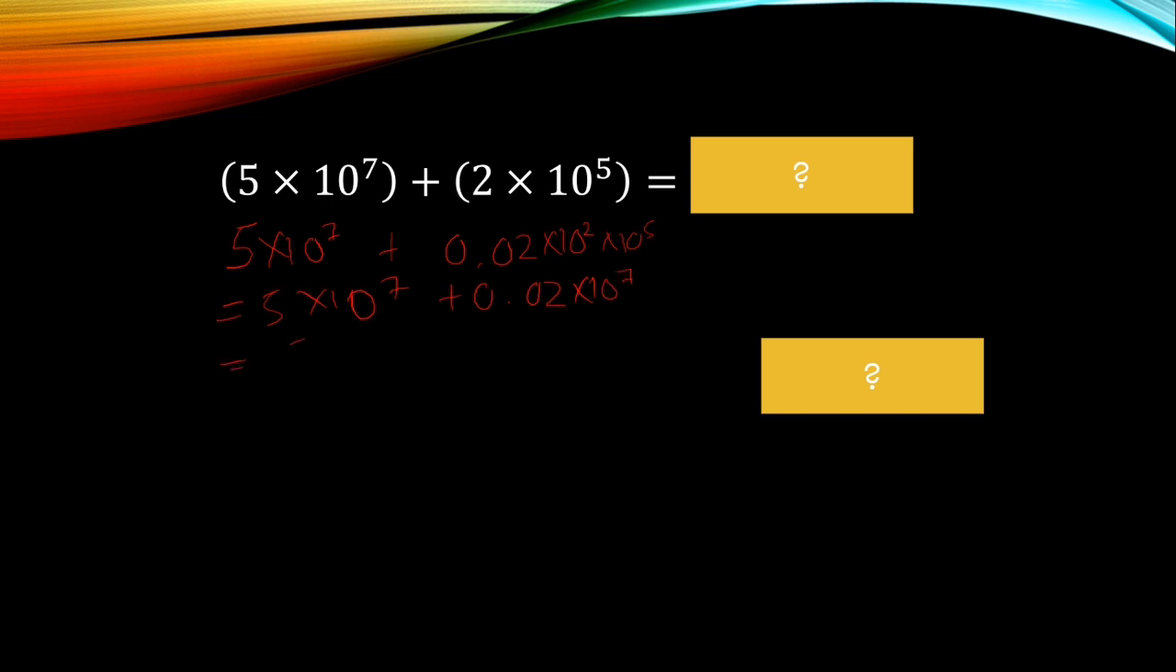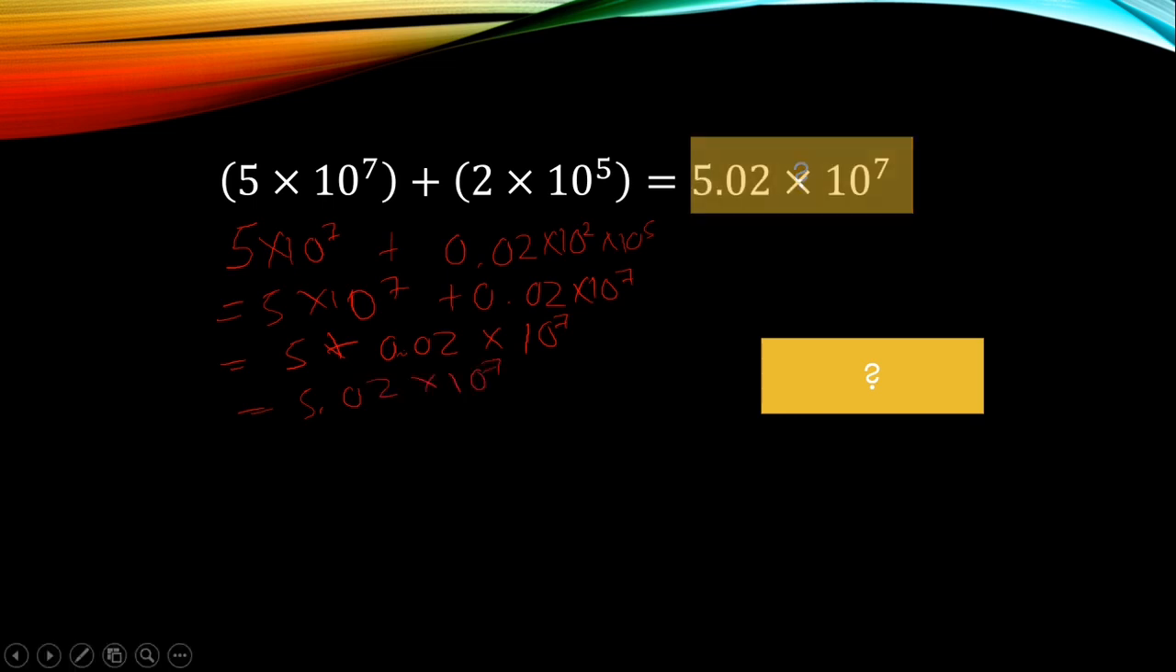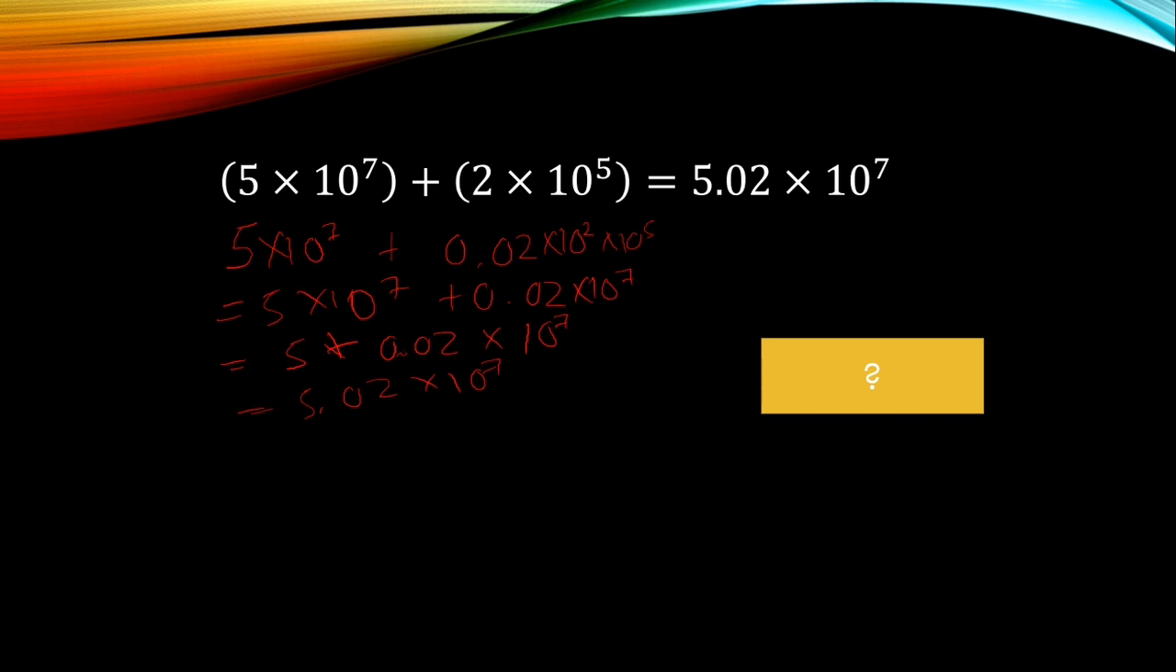5 plus 0.02 times 10 to the power 7. This is 5.02 times 10 to the power 7. Let's cross check with our answer here. Yes. However, here you can also convert this number to powers of 5, and then add and then reconvert back to the powers of 7. It depends on which way is easiest for you.